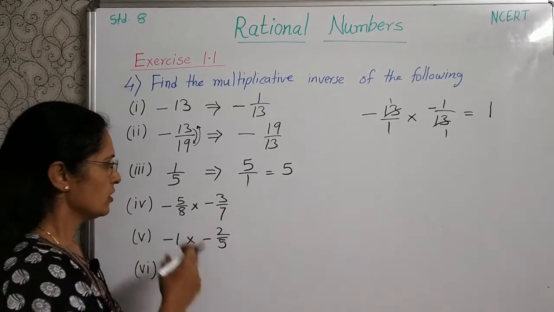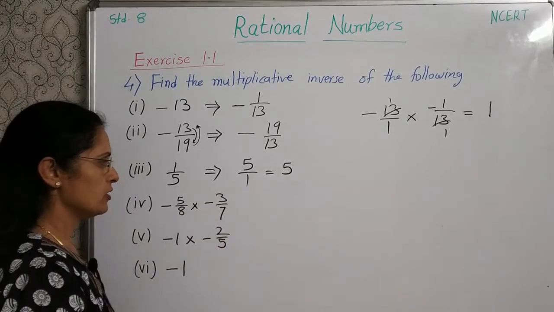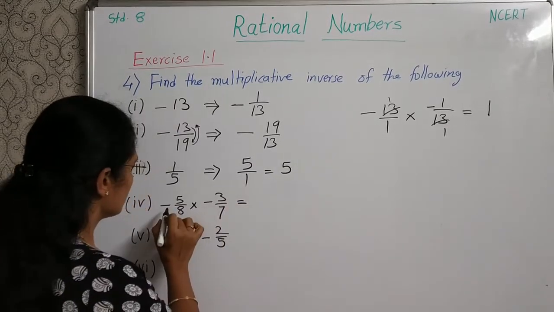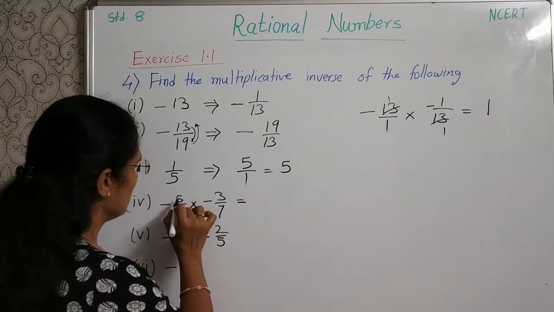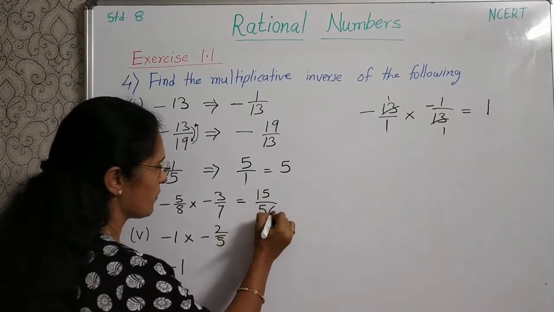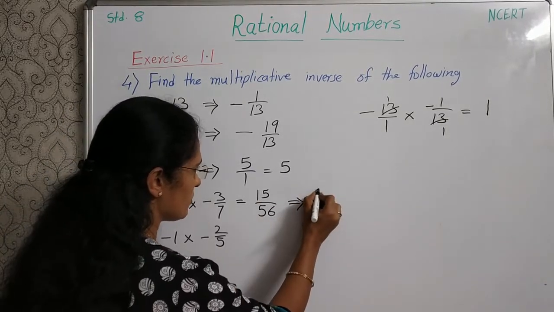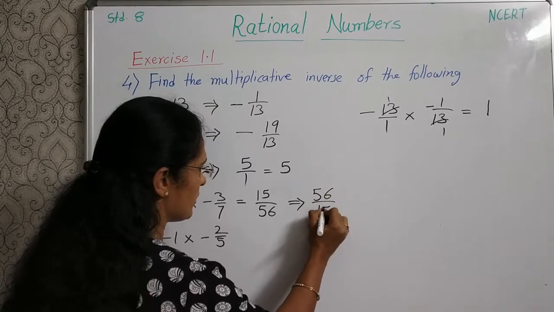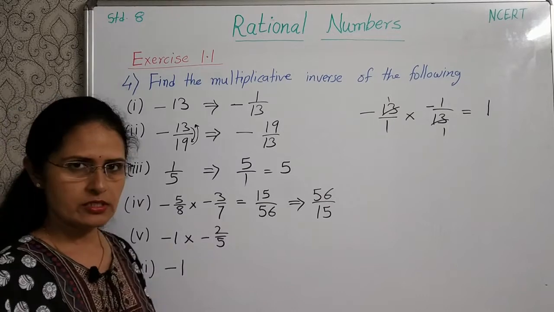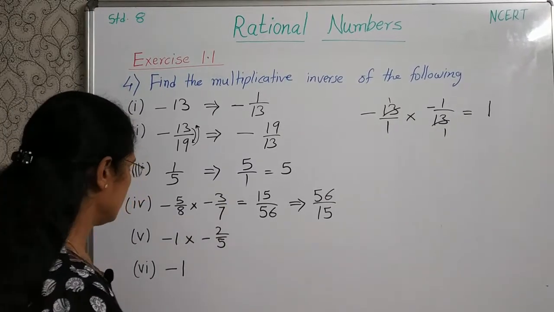Now here first you find the answer, first multiply these two rational numbers, find their product, and then we'll write the multiplicative inverse. So minus minus will become plus, 5 3s are 15 and 8 7s are 56. And now we'll write the multiplicative inverse. So the multiplicative inverse of this is 56 by 15. Multiplicative inverse means it is a reciprocal only. We can say reciprocal also for multiplicative inverse.